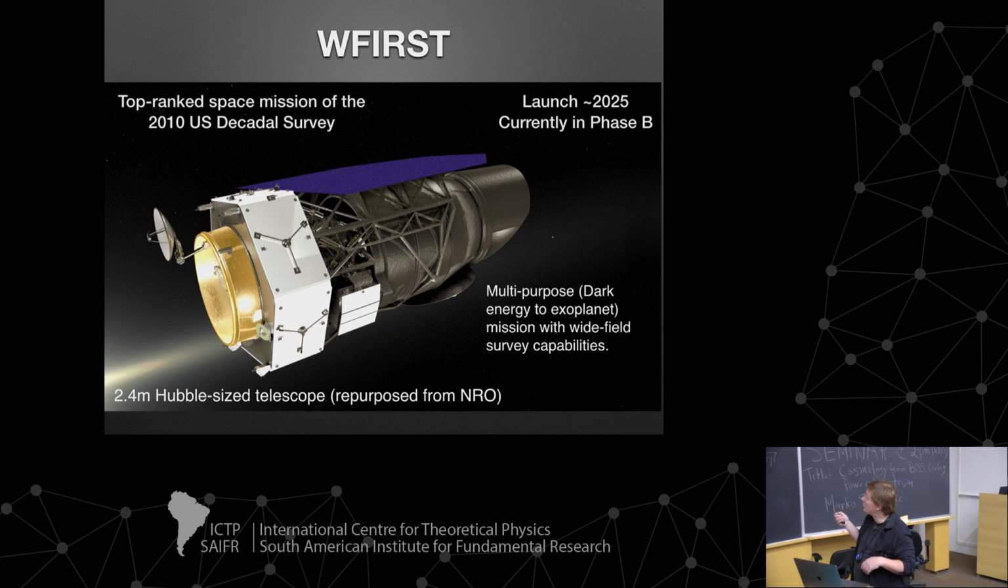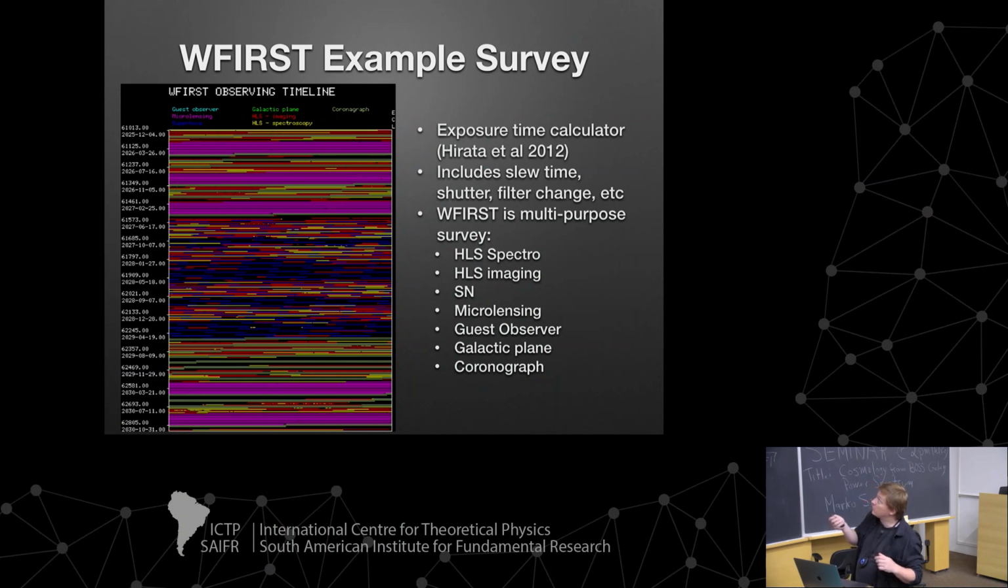So it's a multi-purpose mission from dark energy to exoplanets. And the most important thing here is really it covers a wide field. If you look at an observing timeline, you can see that this is really a mix of many different things. There is a guest observer program where individual groups and PIs can suggest, I want to use WFIRST for a month to do X, Y, and Z. You're not going to get a month, but there is time allocated for PI-led small projects.